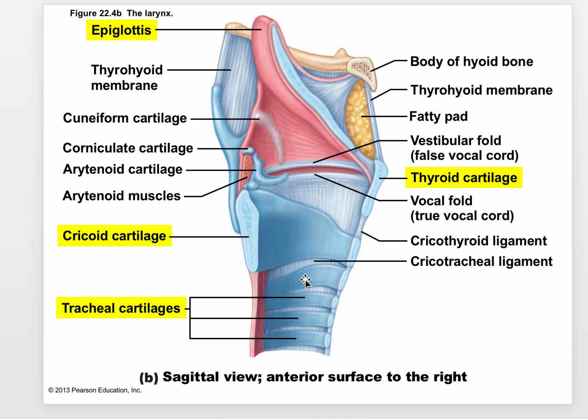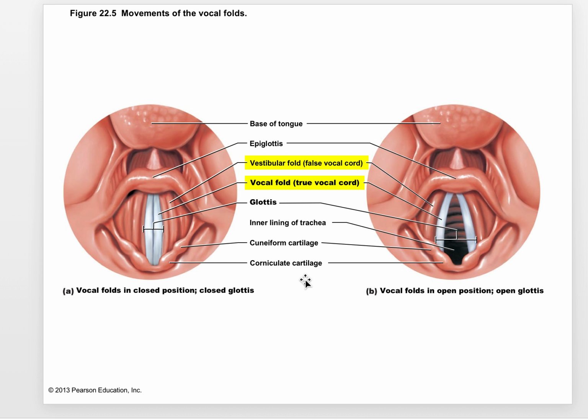Here's a sagittal view of the same structures. This is a look down your throat at the vocal cords. The vocal cords are represented in white.